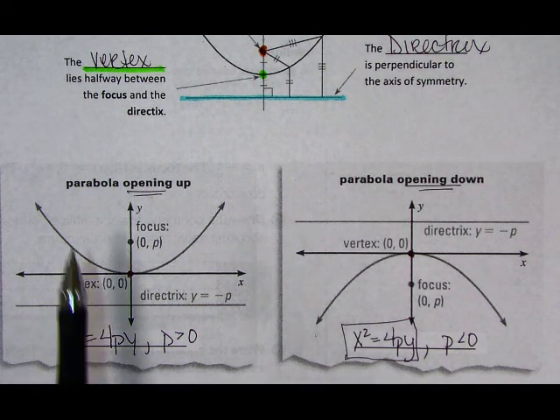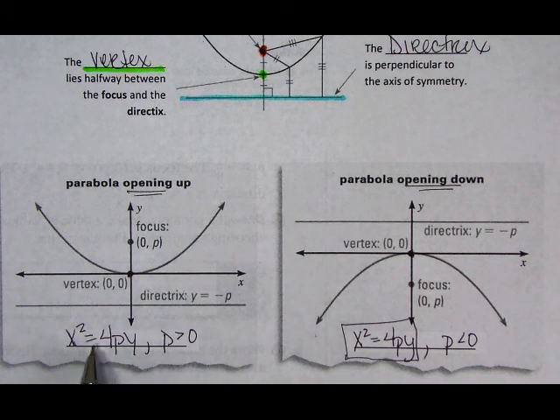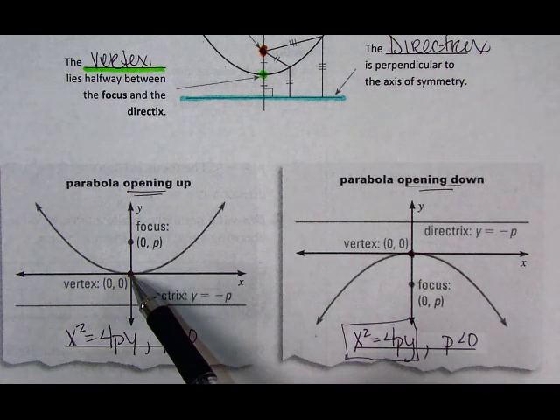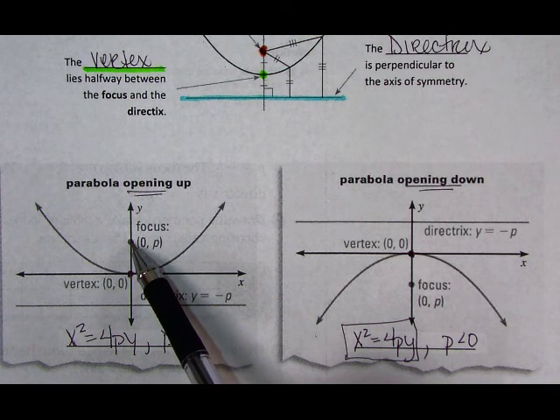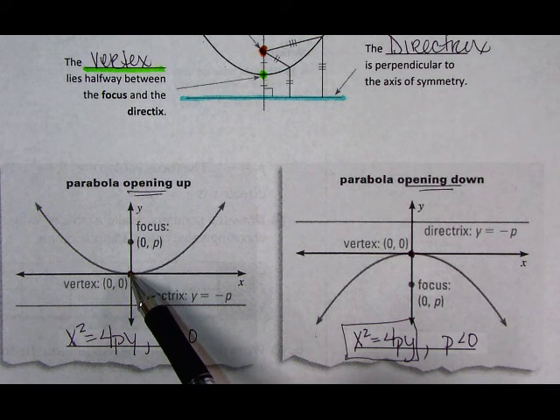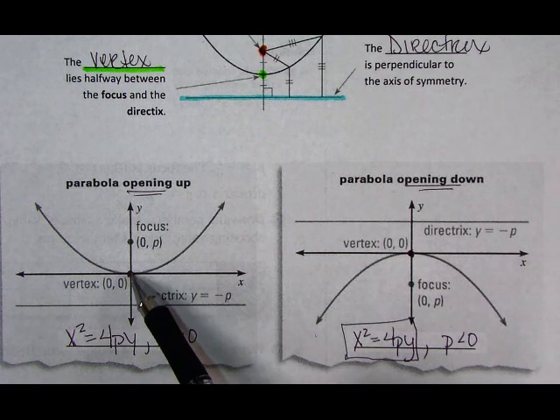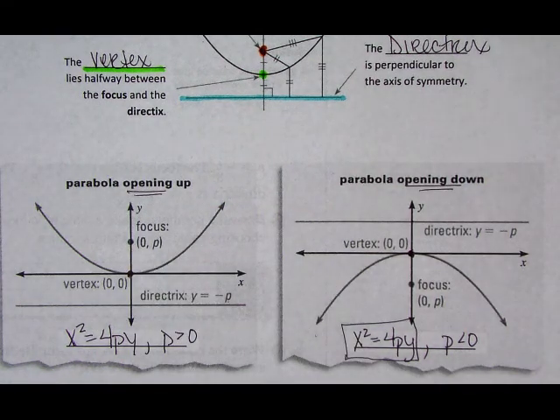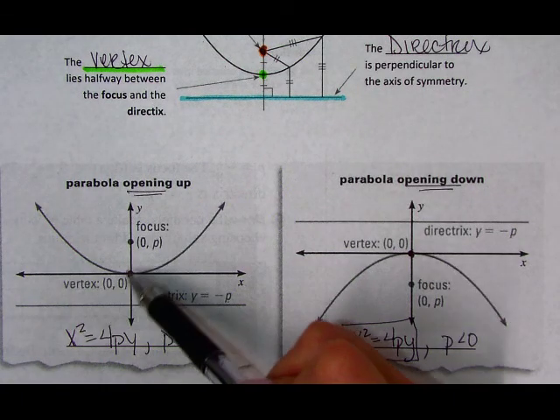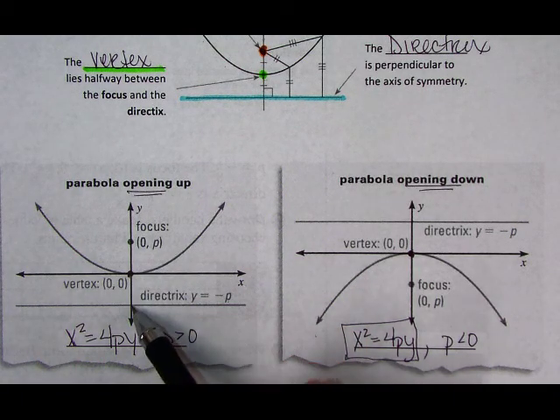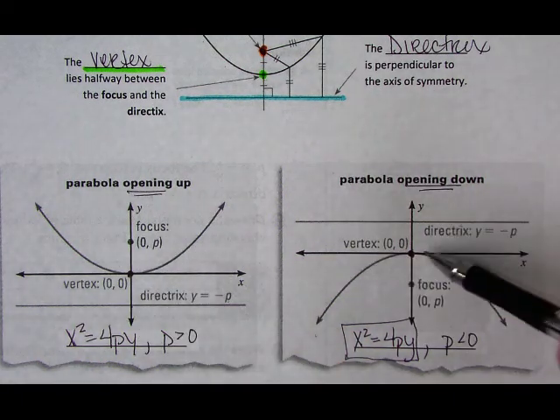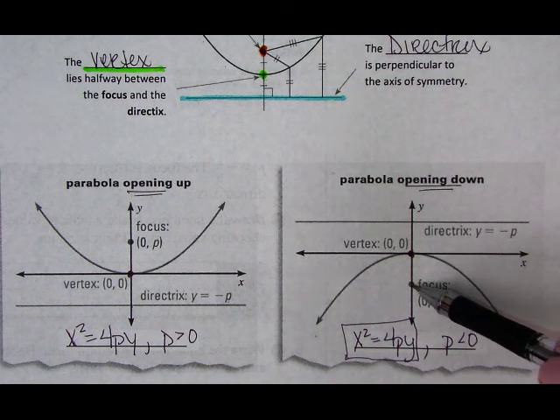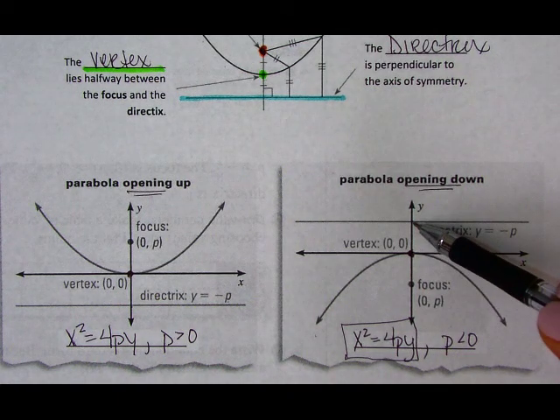Over on the left, you have your parabola opening up. X squared is equal to 4py. Your distance is going to be positive because that's the distance between your vertex and your focus. Obviously, if you look from your vertex to your directrix, that's going to be negative p just because you're going down, but the number of units itself is going to be the same. So if you're up 3 for the focus, you're going to be down 3 for the directrix. Same here. If you're down 3 for the focus, you're going to be up 3 for the directrix.